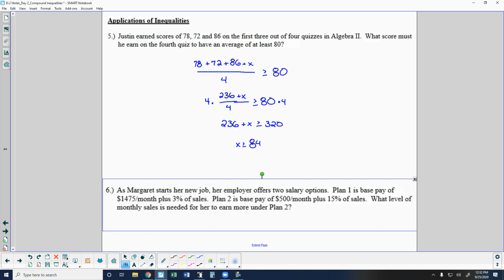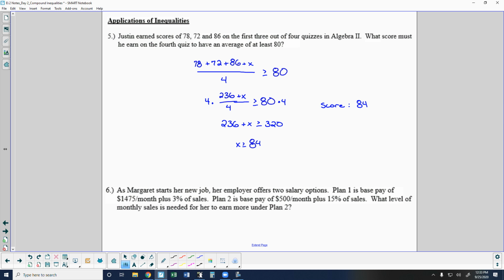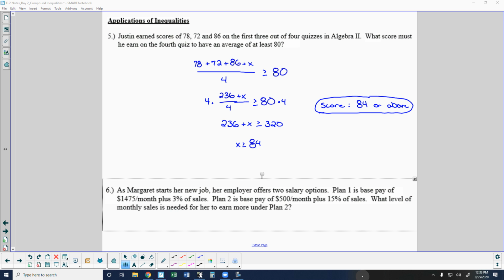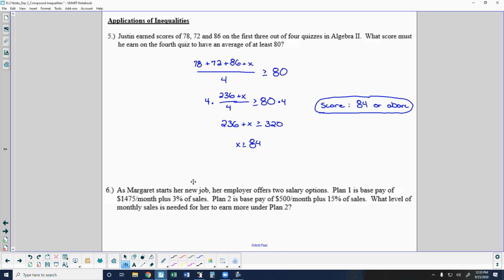So if we want to put some context then into his answer, he needs to score 84 or greater. So if he scores an 84, his average will be exactly 80 for the year. If he scores higher than an 84, then his average will be above 80 for the year.